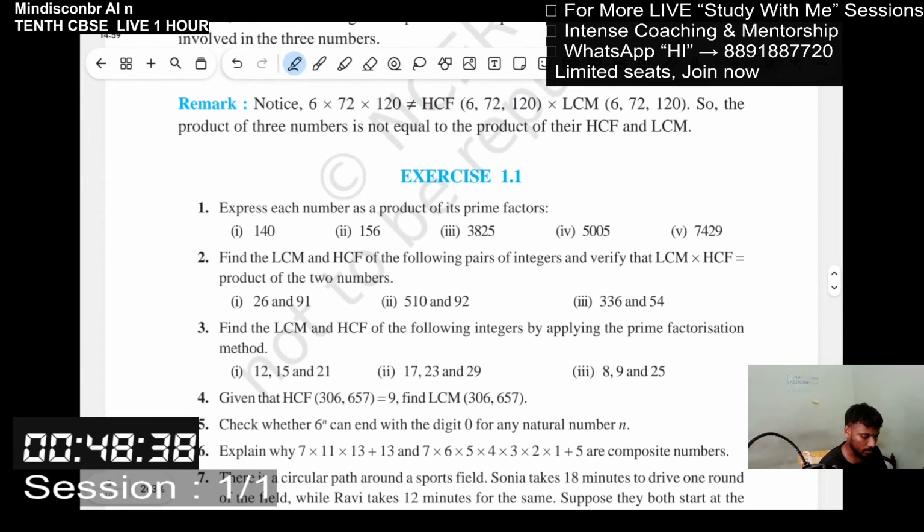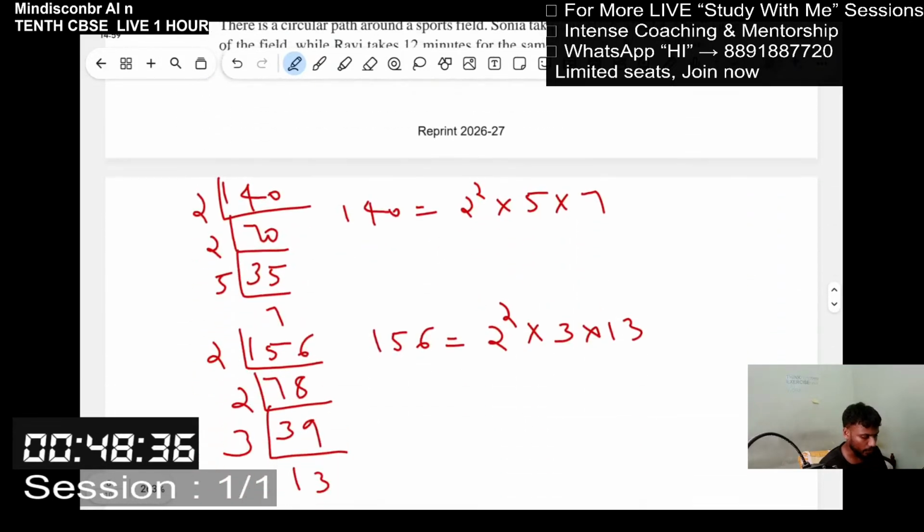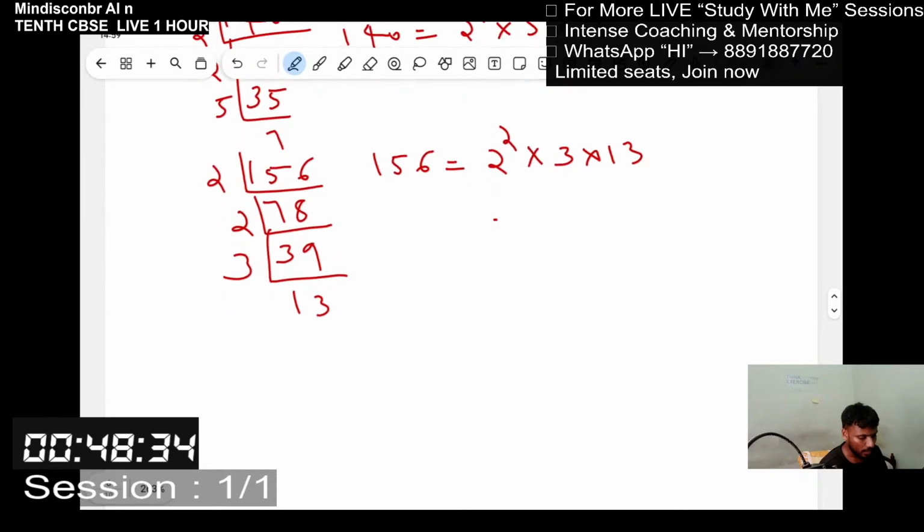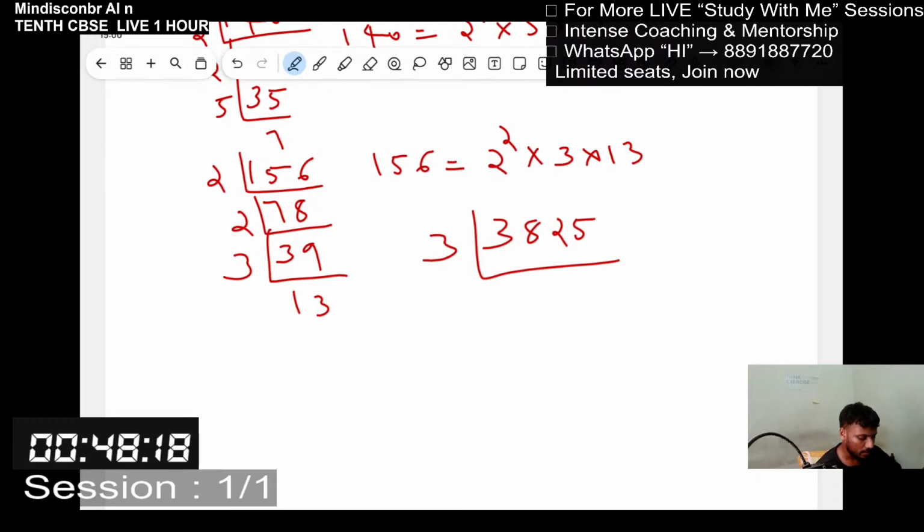Next question is 3825. Can we divide with 3? 3 plus 8, 11. 11 plus 2, 13. 13 plus 5, 18. So 18 is divisible by 3. That implies this can be divided by 3. 3 1s are 3, 8 minus 3 is 2, 22, 7 and 15, 5.